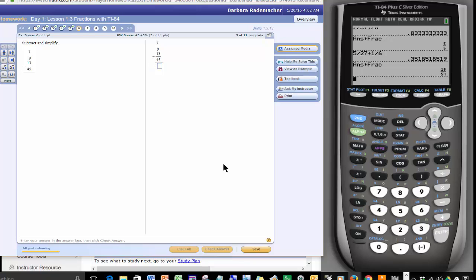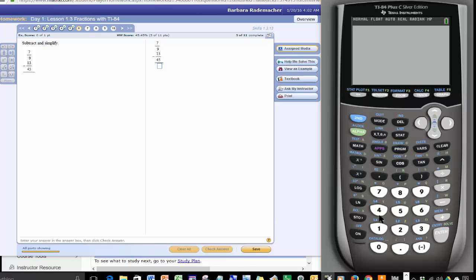Finally we're going to subtract. I'm going to clear my screen. 7 divided by 9 minus 13 divided by 45. Now, you know what? I could hit enter, but I really don't have to. It's enough to go to math, and then frac, and then enter. And I didn't even have to get the decimal. It's enough just to get the fraction answer. I come over here to the answer box. I hit the fraction tool. And then I put a 22 on the top and a 45 on the bottom. And I check my answer.